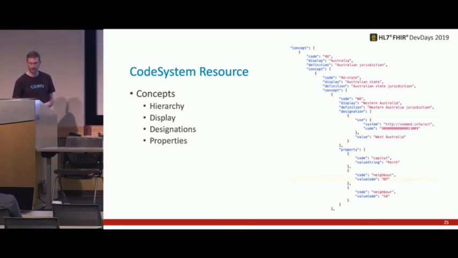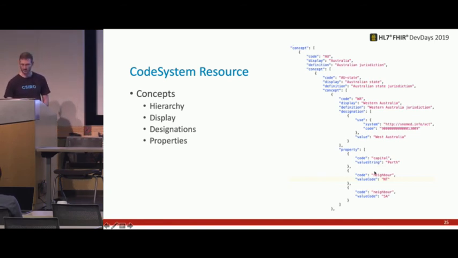So here's an example from my jurisdictions code system. I've got an Australia code, which is the whole of the Australian jurisdiction. I've got an Australian state, which is a part of Australia. It's probably a broken subsumption relationship there. And then I've got Western Australia as a given state, and for that I've defined a synonym, and I've defined a capital property and the neighbours properties.